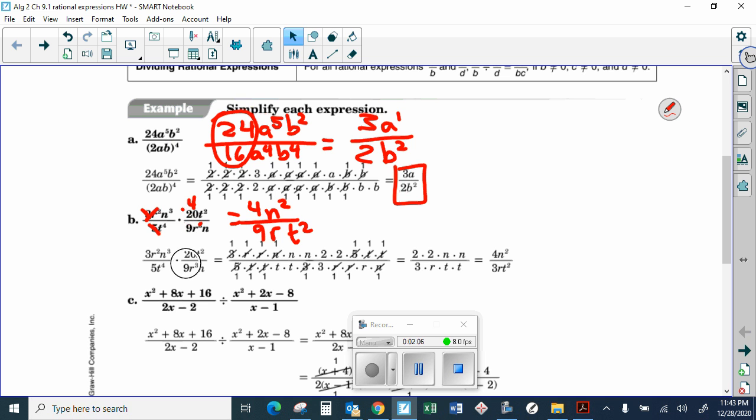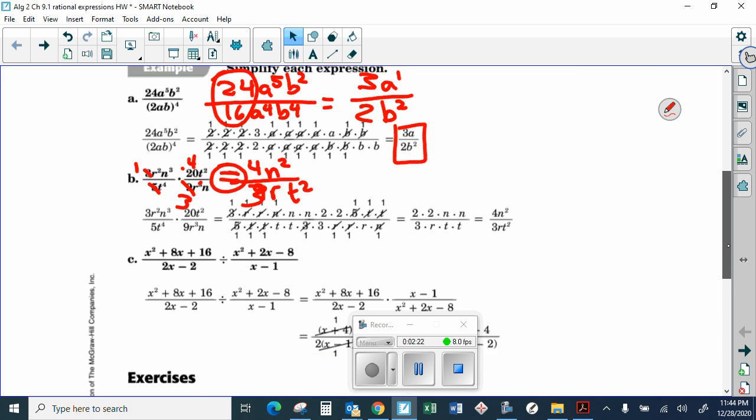Oh, wait a second. That was a 9 there. I got to cancel it correctly. 3 cancels with 3 once, and 3 cancels. So it should have been a 3, not a 9. Okay. And that's an equal sign, not a negative sign right there. Okay.